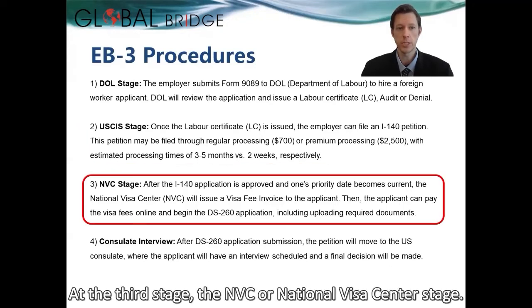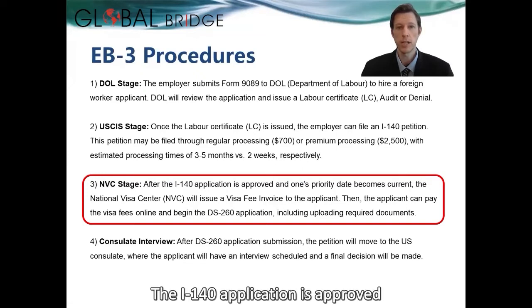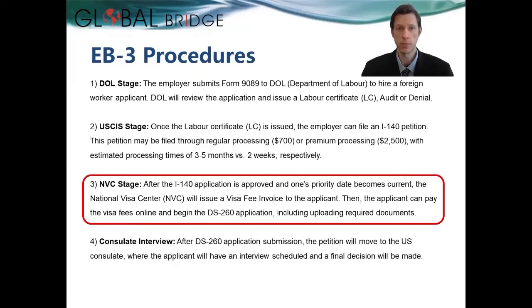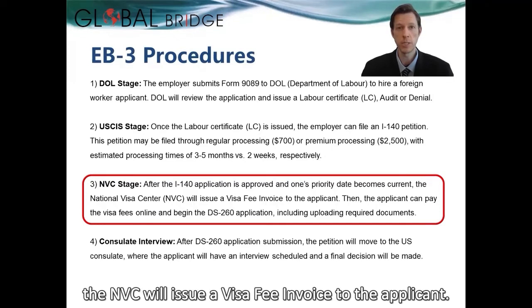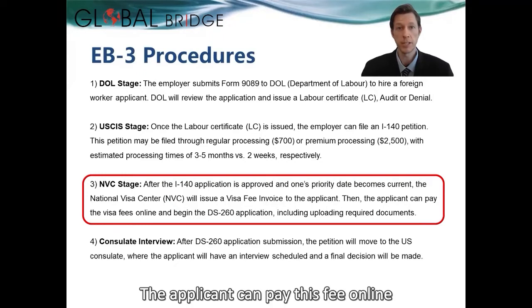At the third stage, the NVC, or National Visa Center stage, the I-140 application is approved and one's priority date becomes current. At this time, the NVC will issue a visa fee invoice to the applicant. The applicant can pay this fee online and begin their DS-260 application.